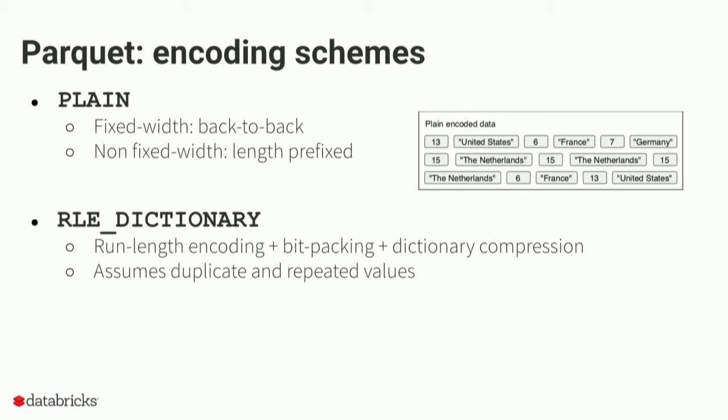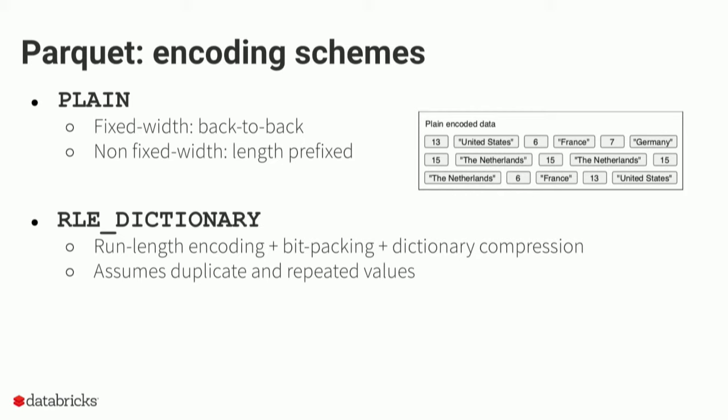Plain encoding is what it sounds like. It's plain. If you have fixed width values, they're going to be stored back to back. So if you have integers, you're just going to store them back to back. If you have non-fixed width data, the length is prefixed to the data element to denote when you can stop reading. Where things get interesting is with dictionary encoding, which combines several techniques like run length encoding, bit packing, and dictionary compression.